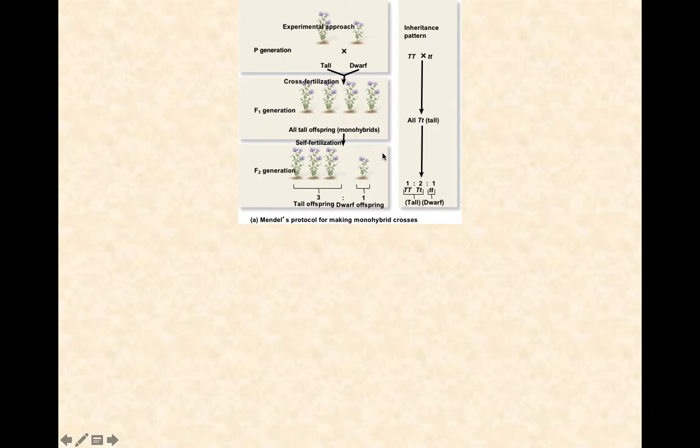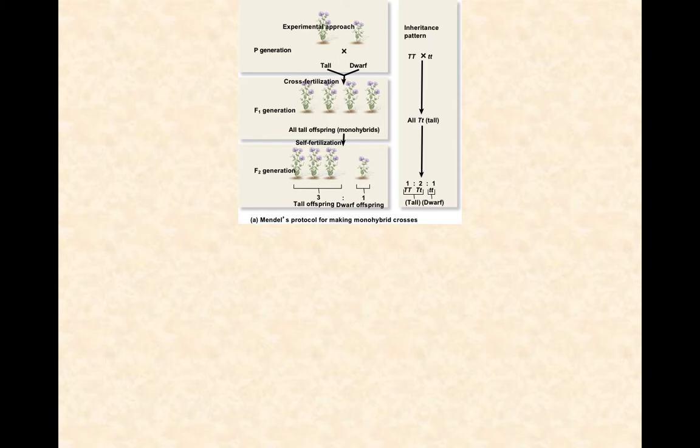And he got something different. He got roughly 25% of his F2 generation as being dwarf, showing that phenotype that was absent in the F1 generation. So in the F1 generation, that dwarf phenotype seemed to just disappear. In the F2 generation, it reemerged in approximately 25% of the offspring, and the other 75% were tall.